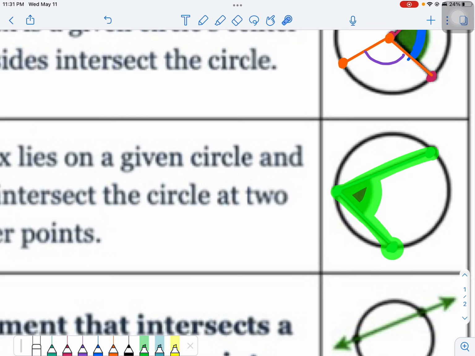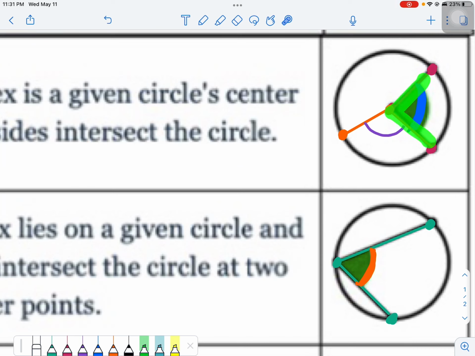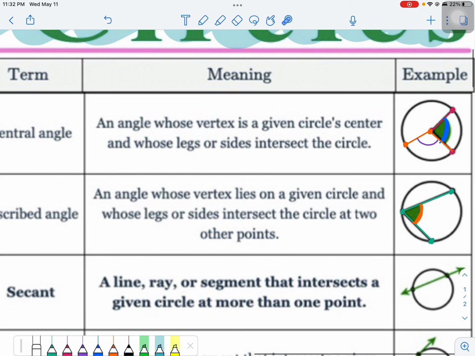See? So from one point on the circle across and then back up, it forms that angle right there. That angle. It forms that angle. That is an inscribed angle. Now, if you notice, that's different than the central angle here, because this is forming in the center of the circle. This goes all the way across to the other side of the circle. The angle is touching, look right here, the side of the circle. So that's what we call an inscribed angle.